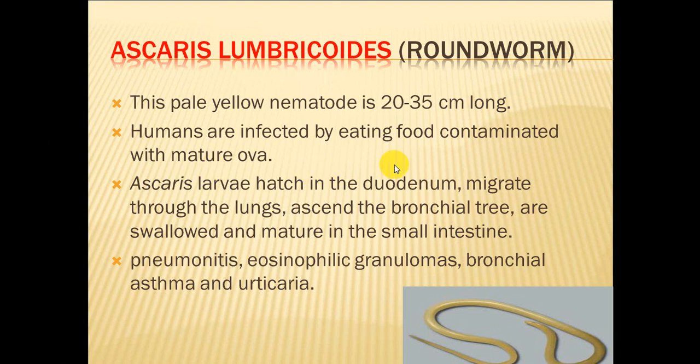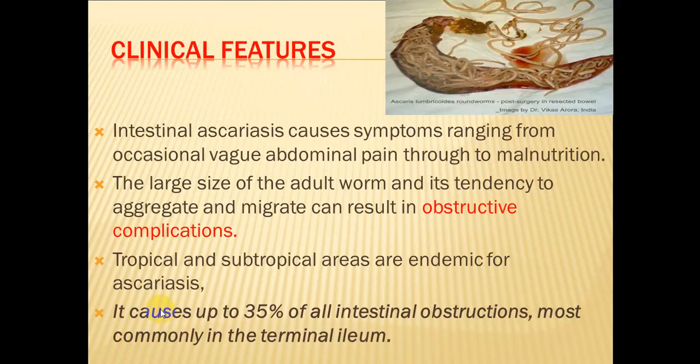Humans are infected by eating food contaminated with mature ova. Ascaris larvae hatch in the duodenum, migrate through the lung, the same life cycle, and ascend the bronchial tree, are swallowed, and mature in the small intestine. Pneumonitis, eosinophilia, eosinophilic granuloma, bronchial asthma, and urticaria may occur.